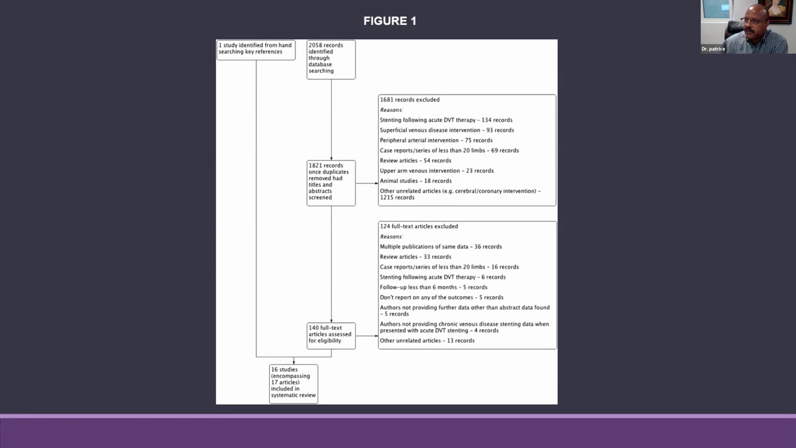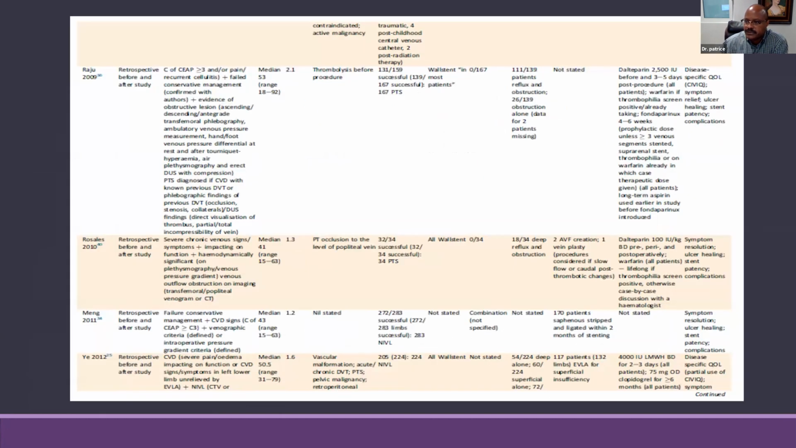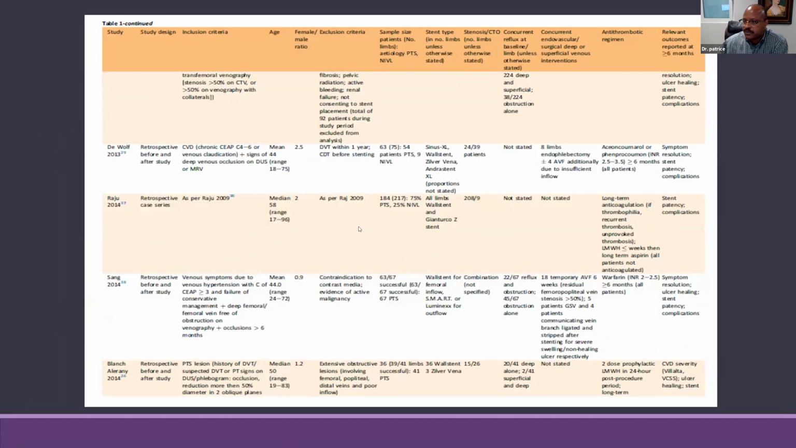I don't want to disturb you guys about all those studies. It would be nice for you guys to go through some of them. As you can appreciate, they had the antithrombotic regime, which was different from one study to the other. And the sample size, which for me was really of great interest, was less than 200 to 300 patients, which I ask myself why, because we do so many venous cases, but we publish fewer studies.